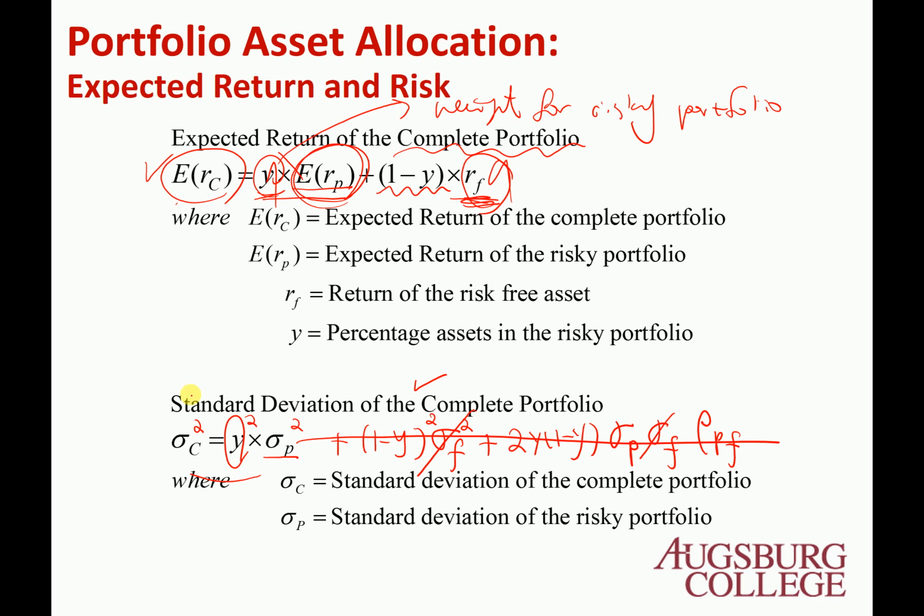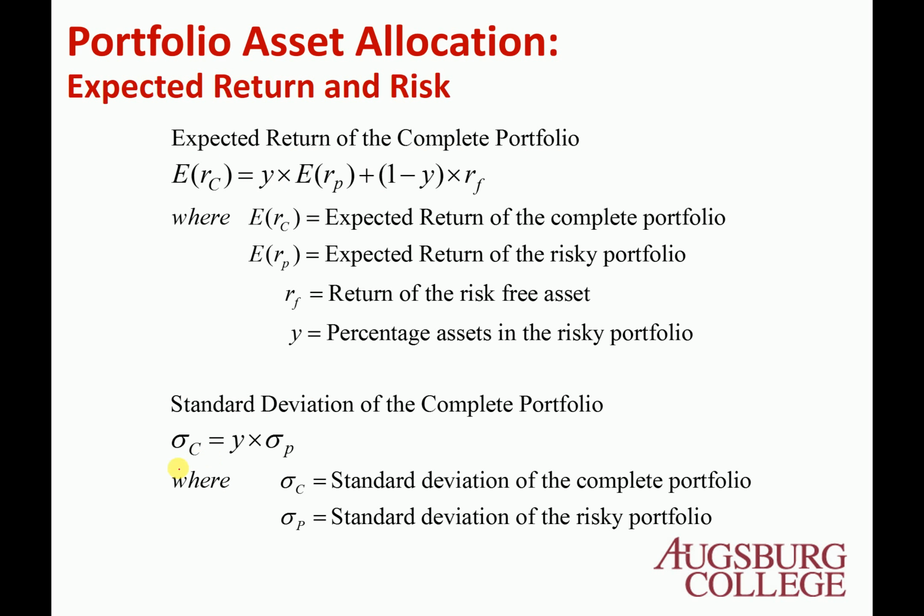So the variance of the complete portfolio is simply Y squared times the portfolio variance. So simply, you see, we have this formula. This is the kind of beauty of the risk-free asset. If you add the risk-free asset, you can still get some expected return from the risk-free rate, but you can limit a substantial amount of the risk. So this is a very good way to reduce the risk substantially.